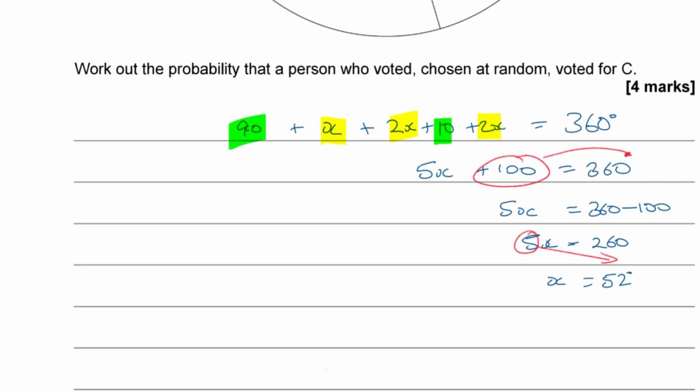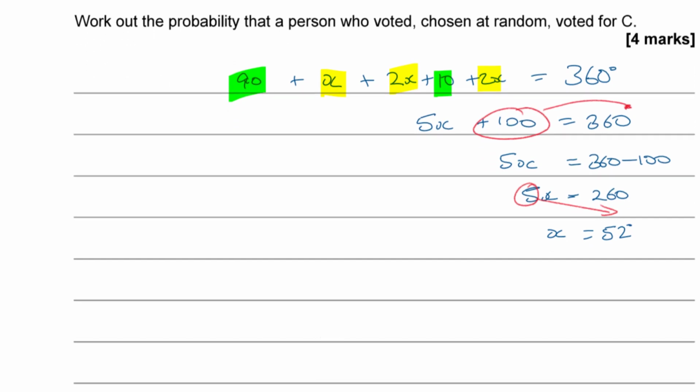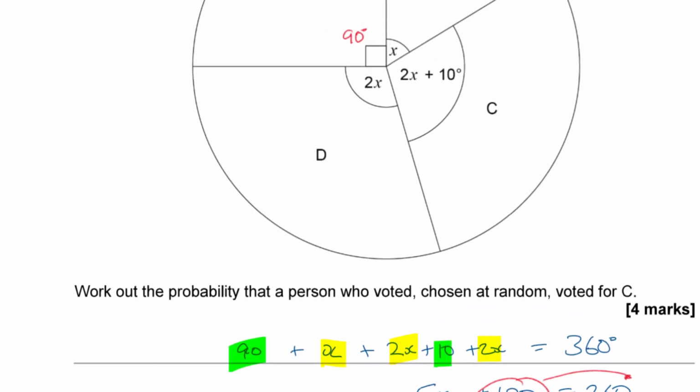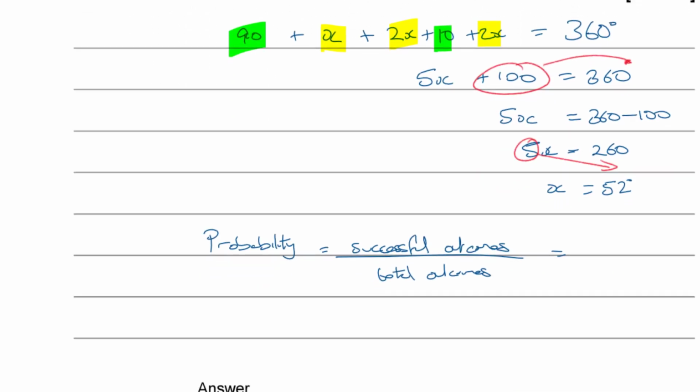Okay, so now I know that, I can now answer the question, work out the probability that a person who voted, chosen at random, voted for C. So probability, you will remember, is equal to successful outcomes divided by total outcomes. Now in this case, successful outcomes is for C, isn't it? 2x plus 10. So 2x plus 10 over total outcomes is everybody. That's 360 degrees. Remember, these are in degrees at the moment.